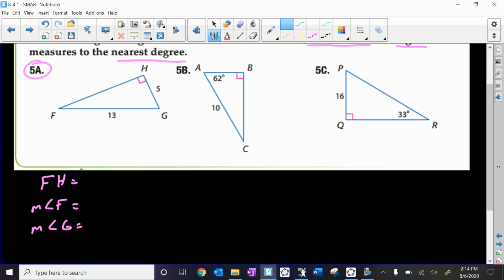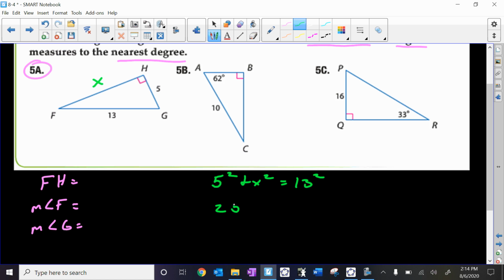I'm going to start with our side length FH, since I only need to find one side length. And since I only need to find one side length, I should be able to use the Pythagorean theorem in this case. So for now, I'll just call this side length x. 13 is the hypotenuse. It's across from the right angle. So we're going to say we have 5 squared plus x squared equals 13 squared, and we can solve this.